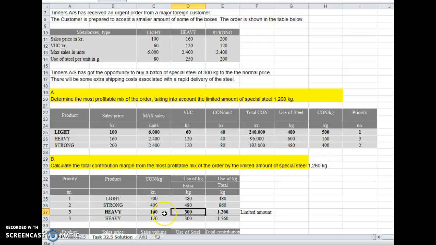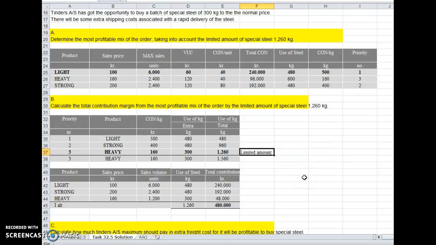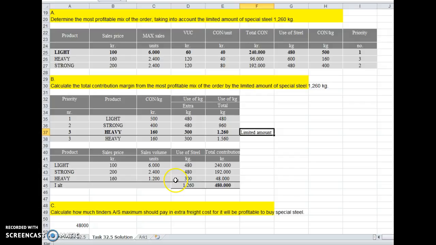So now you have 300 kilos left. So you cannot produce all the heavy units because you can see here that it requires 600 kilos to produce all the heavy. And you only have 300 kilos left. So you can produce exactly half of the units. That means 1,200 units of heavy. And then they put the rest here because the limited amount is here, and then they put the rest here as an extra priority. So you can now make the last table.